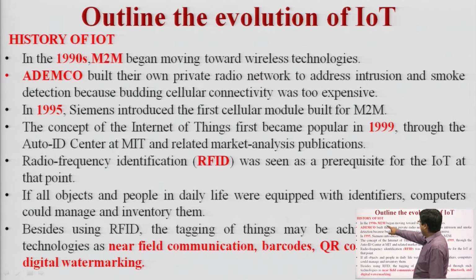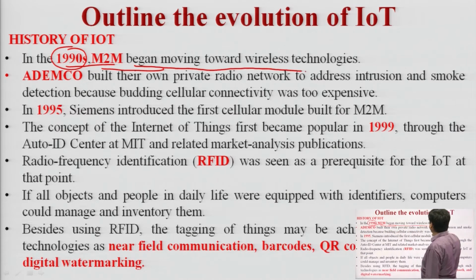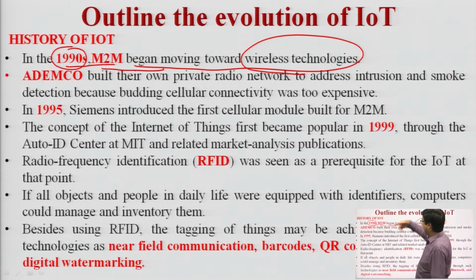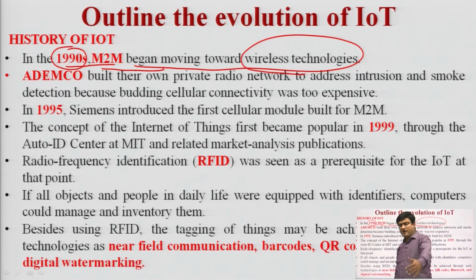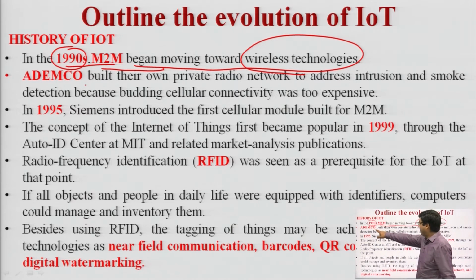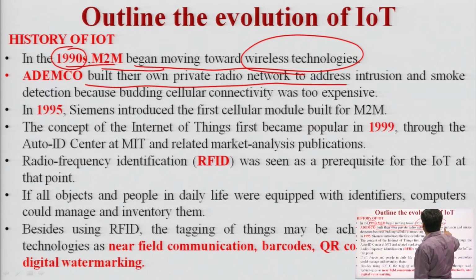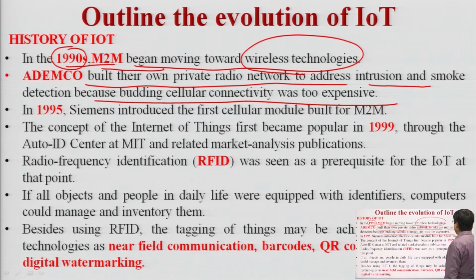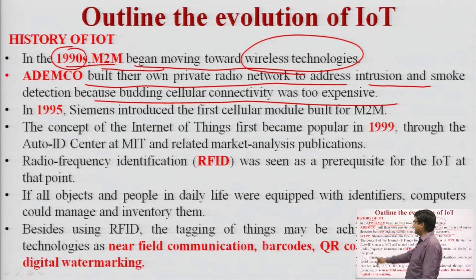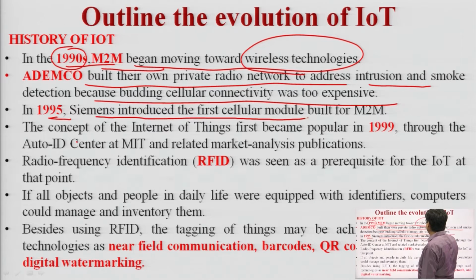So in the 1990s, 10 years after the 1980s, M2M began moving towards wireless technology. We have evolved from M2M over wired networks to wireless networks. Adamco built their own private radio network to address intrusion and smoke detection because cellular connectivity was too expensive. After 5 years, in 1995, Siemens introduced the first cellular module built for M2M.